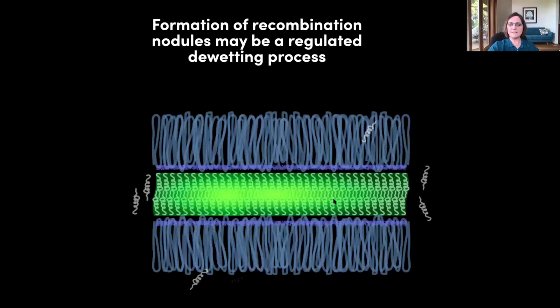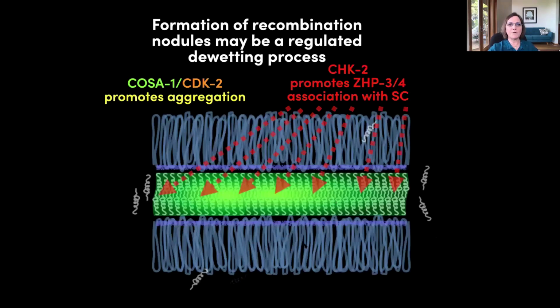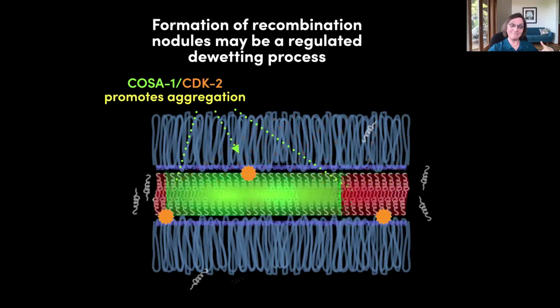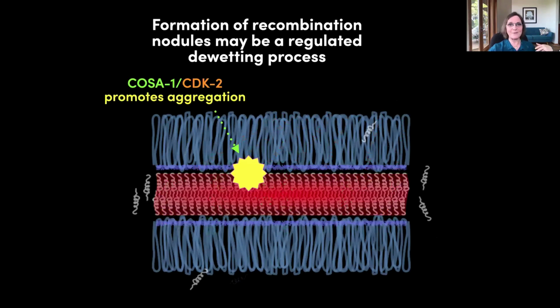So we think that CDK-2 and COSA-1 are locally promoting the formation of these nodules by promoting aggregation of these recombination proteins, and that CHK-2 is acting globally to promote the association of some of these proteins with the SC, and then when it goes away, that's what triggers this process. So this is very speculative, and I definitely welcome your feedback.